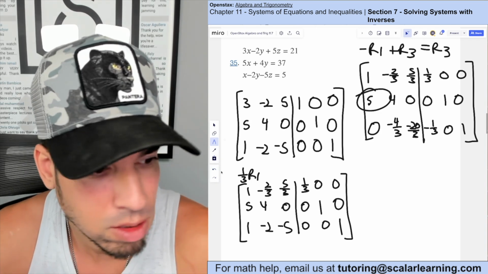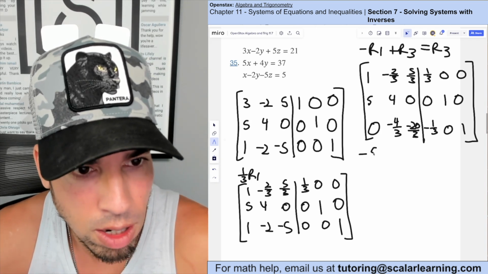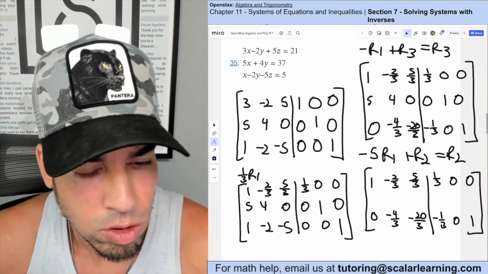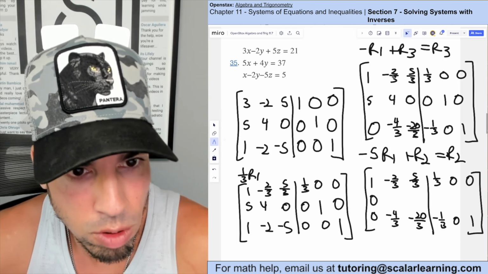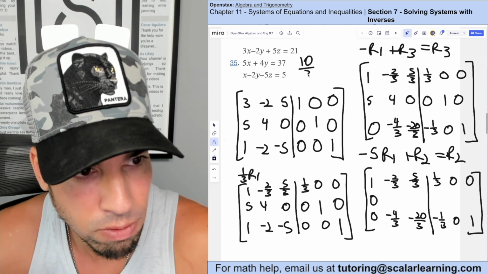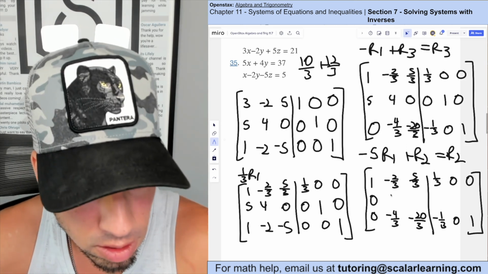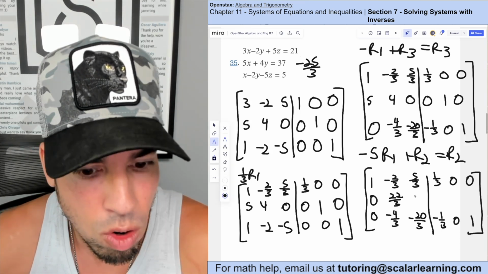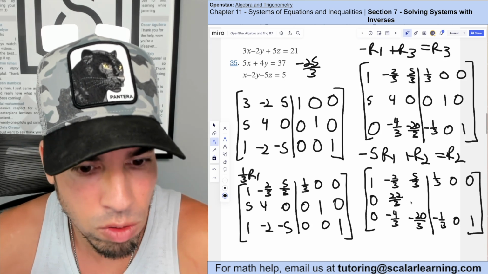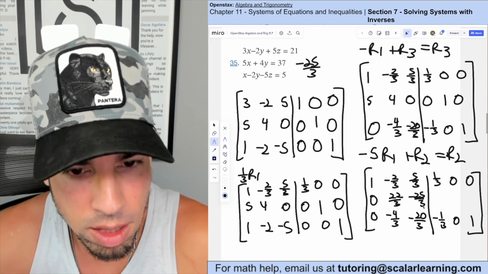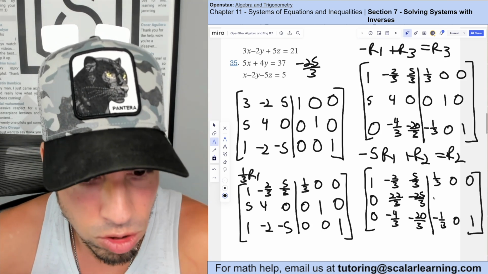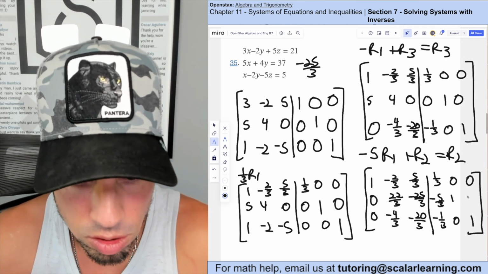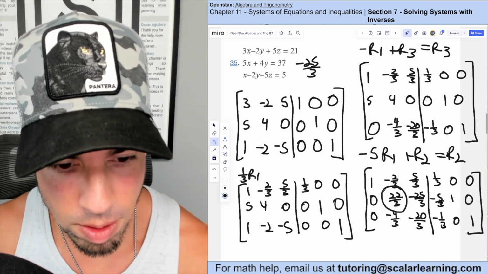Okay. Now I'm going to flip this to 0. So I'm going to do negative 5 times row 1 plus row 2 to get a new row 2. Let's write it out. So we got negative 5 plus 5 is 0. Positive 10 thirds plus 4, which is 12 thirds, that is 22 thirds. And then we have negative 25 over 3 plus 0 is negative 25 over 3. And then we have negative 5 thirds plus 0 is negative 5 thirds. We've got 0 plus 1 is 1, and 0 plus 0 is 0. There we go.